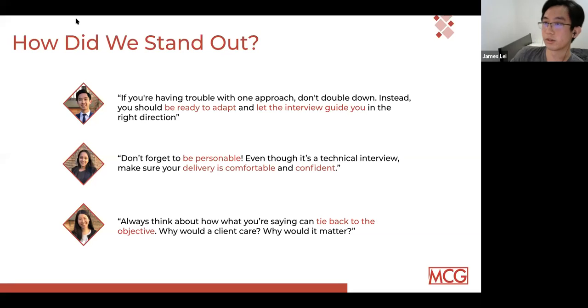Yeah, sure. So my tip is, if you're having trouble with an approach that you initially decide on, and this is especially true for casing, don't just try to stay to that one approach, especially if you're getting some negative feedback from the interviewer. Always be ready to adapt, and always make sure that if the interviewer or the flow of the interview is trying to guide you in a direction, you're ready to go along with that.